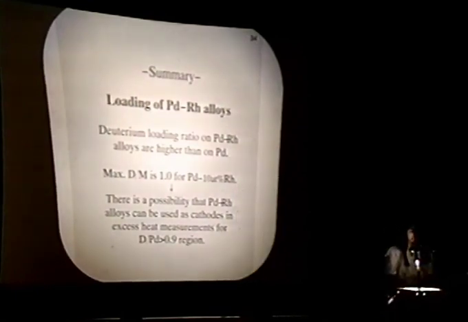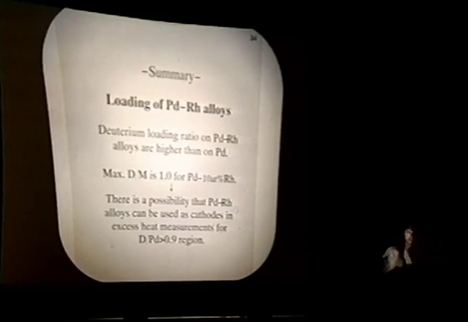To summarize loading on palladium-rhodium alloys, deuterium loading ratio on palladium-rhodium alloys are higher than on palladium. Maximum D/N is 1.0 for palladium 10 atomic percent rhodium alloys. Therefore, there is a possibility that palladium-rhodium alloys can be used as cathodes in excess heat measurements for D/Pd higher than 0.9 region.